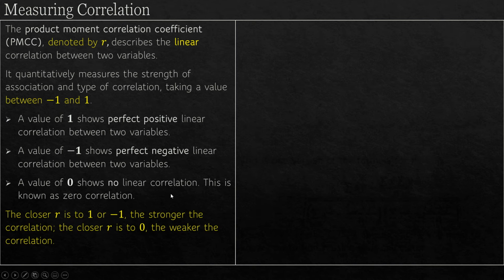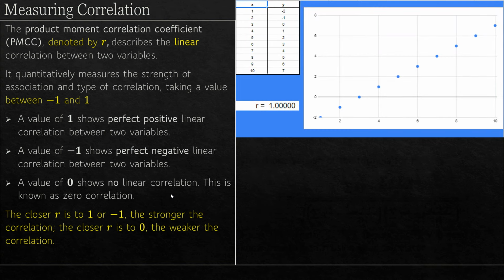Now, the closer R is to 1, or to -1, the stronger the correlation. The closer it is to 0, the weaker the correlation. In reality, R is hardly ever going to be 1, -1, or 0. You're normally going to get values in between. So let's look at a few graphs and scatter graphs and a few examples.